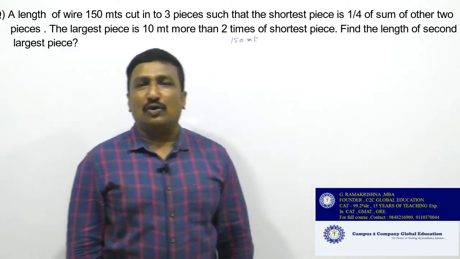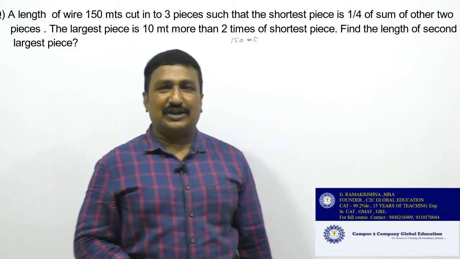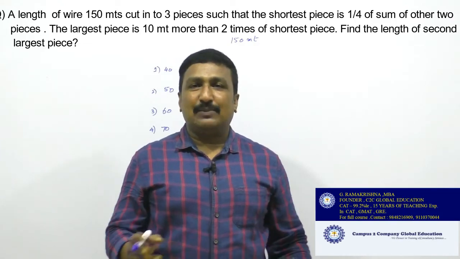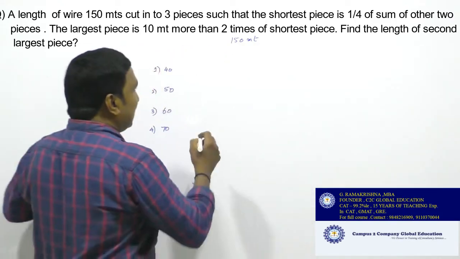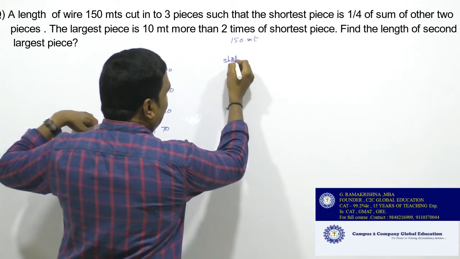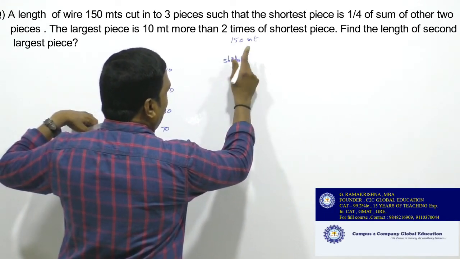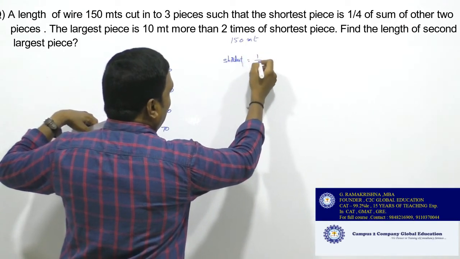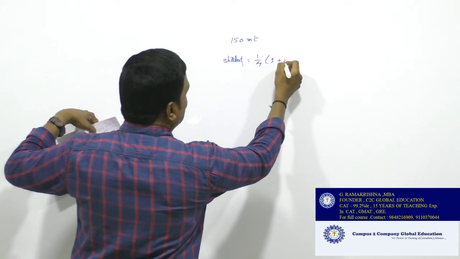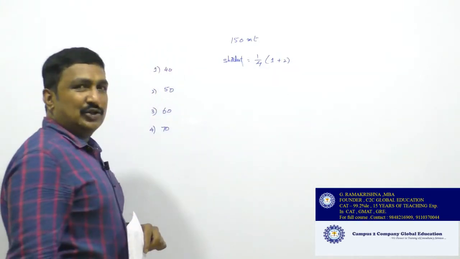So here I will solve it directly. The first condition is the length of the shortest is 1/4 of the sum of the other 2 pieces. That means the shortest is equal to 1/4 of the sum of the other 2. So first and second. Understood, friends?